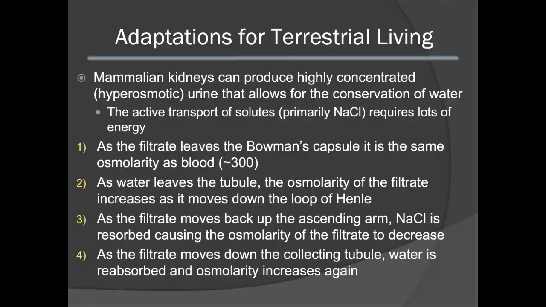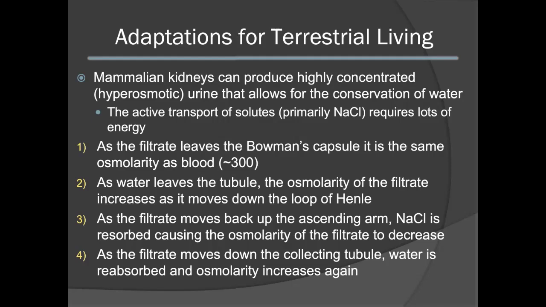The structure and function of the kidney shows a high adaptation for terrestrial living. Mammalian kidneys can produce highly concentrated or hyperosmotic urine. This is very important in the conservation of water in terrestrial environments. However, the active transport of solutes, primarily sodium chloride, requires a lot of energy, which means that this is an energetically costly process for the organism.